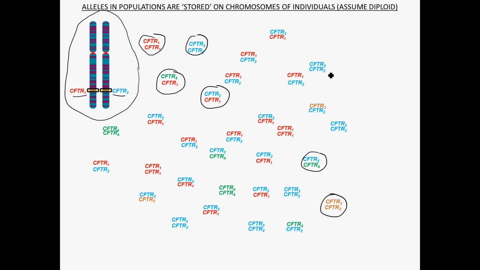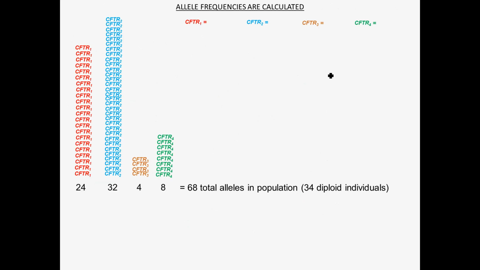And so we can calculate genotype frequencies, allele frequencies, and phenotype frequencies from these. Let's go right to the allele frequencies, and if you take all those from the previous image, we got 24 CFTR1s, 32 CFTR2s, and 4 and 8 for CFTR3 and CFTR4 respectively. So if you understood the previous slides, that means we have 68 total alleles in the population because there are 34 diploid individuals.